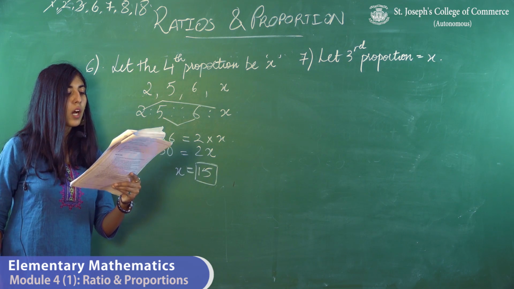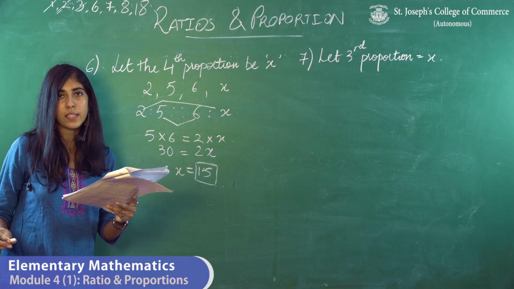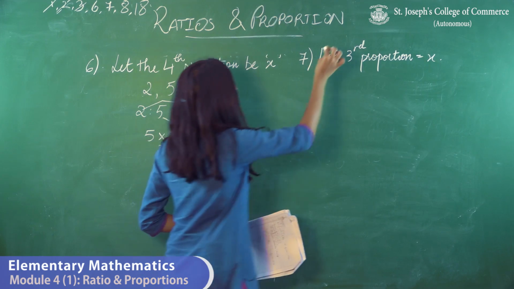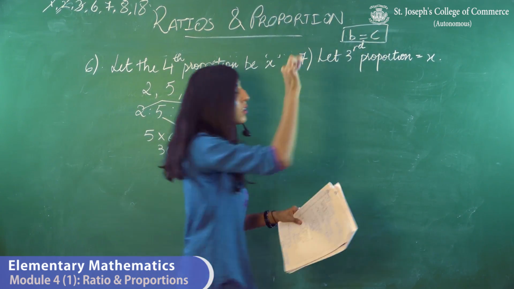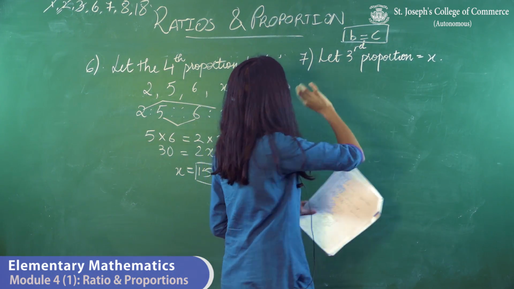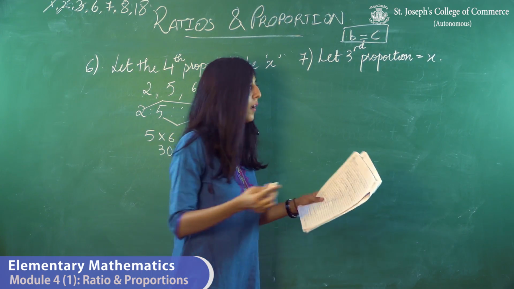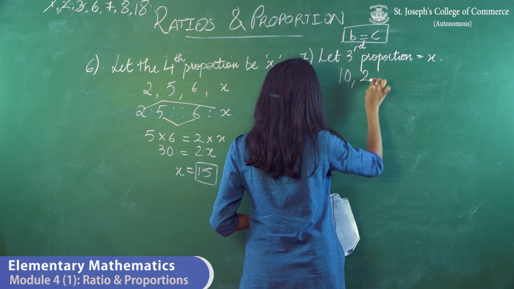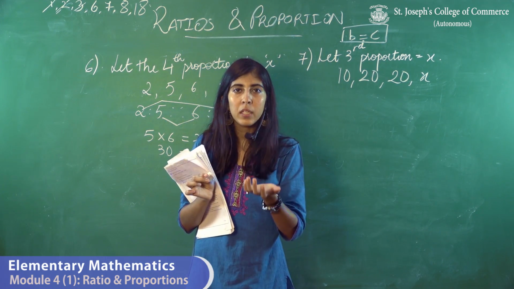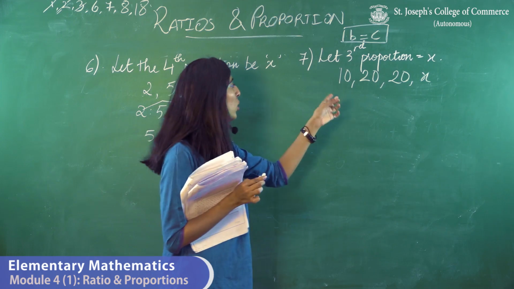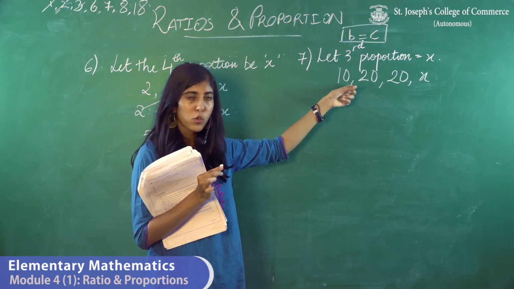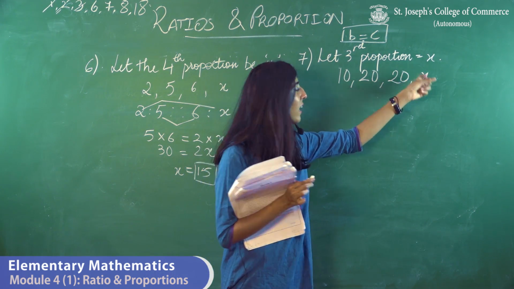Moving on to the seventh question, they're asking you to find the third proportion of 10 and 20. If they ask you to find the third proportion, they've given you only two terms. It is directly assumed that you're doing the rule B is equal to C. That means the mean terms are equal. When the mean terms are equal, there are only three numbers involved. So you assume the third proportion to be x because they're asking you to find that. You can assume either one to be the mean term, but since 20 is succeeding 10, you assume 20 to be the mean term that are equal. So this is A, this is B, this is C, and this is D. That means this is the first proportion, B and C are the mean proportions, and x is the third proportion.